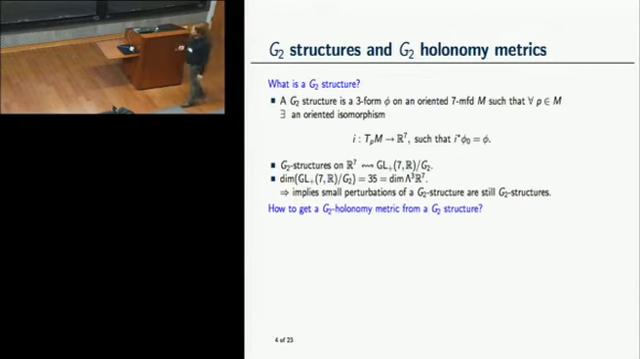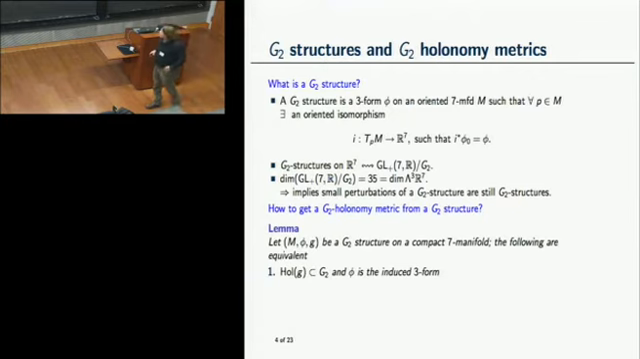As Conan explained, if I have a three-form of this kind, then it automatically determines a metric. The formula for doing that is cubic in the three-form. So what I want to know is, if I've got a G2 structure, then it gives me a metric. When do I get a G2 holonomy metric out of it?